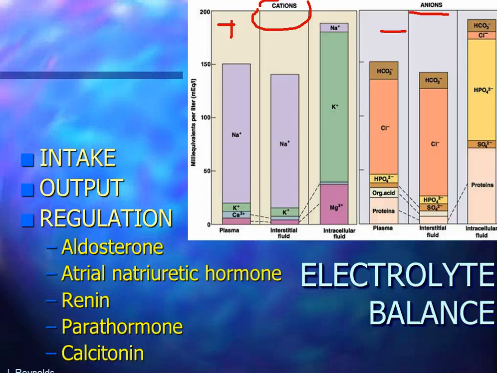Notice the things that are highest in plasma. Plasma, sodium, plasma, chloride. Remember, it wants to follow sodium, NaCl. Those are the dominant things that you find in blood.